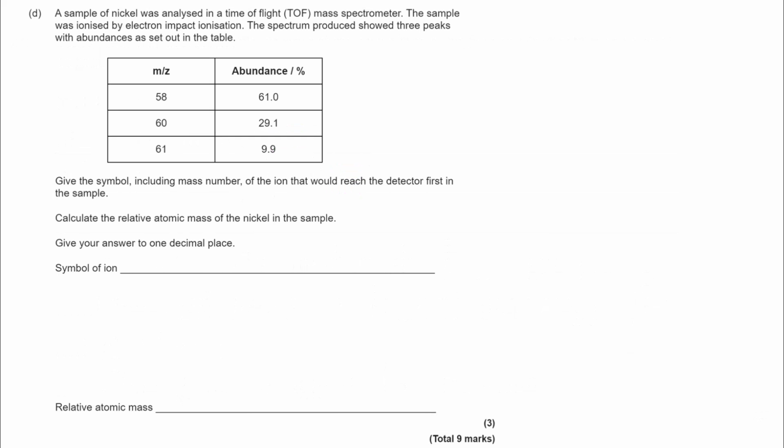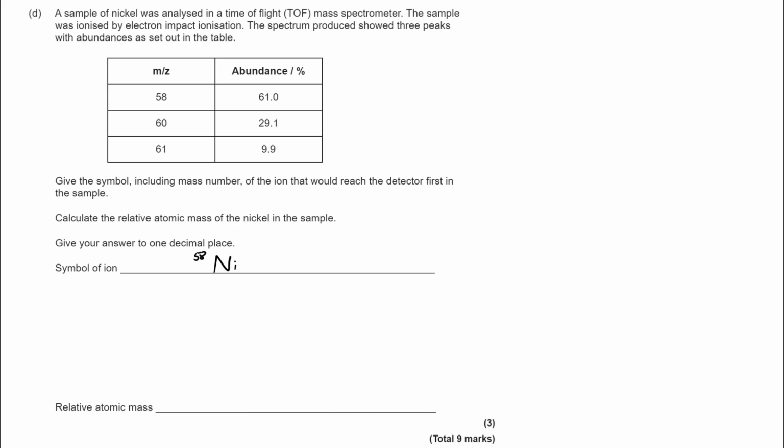Moving on to the final part, part D, you were asked for the symbol of the ion that would reach the detector first, so the one that's fastest. Well, we know that it's nickel because these are isotopes of nickel. We also know that in the acceleration phase, all of the ions are accelerated to have the same kinetic energy. Now that means that smaller ions with the same kinetic energy will move faster and reach the detector first. So it's nickel 58.